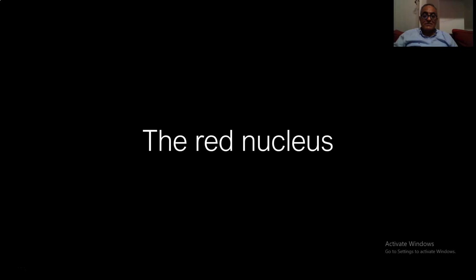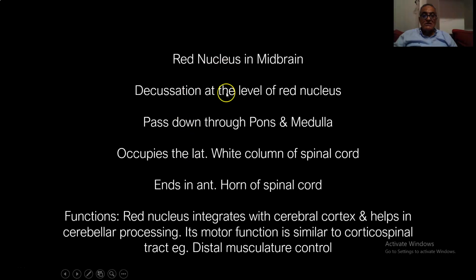Other parts of the extrapyramidal system, the red nucleus. We all know the red nucleus is present in the midbrain, and it decussates. The fibers decussate the cerebrospinal tracts. It decussates at the level of the red nucleus, going to the other side, passing through the pons and medulla, occupying the lateral column of the spinal cord, and ending in the anterior horn cells.